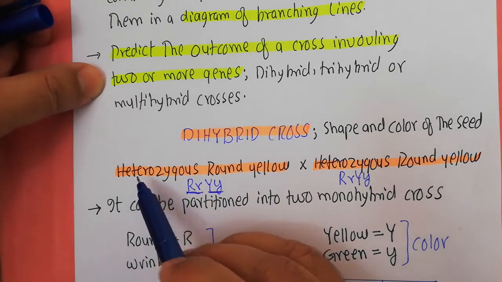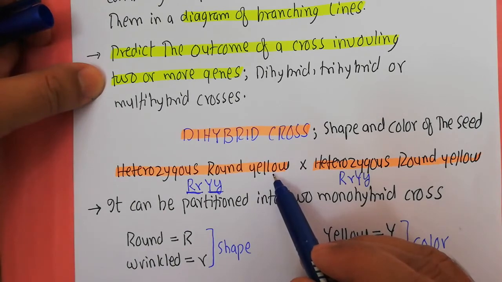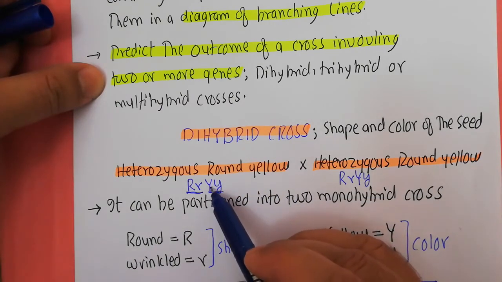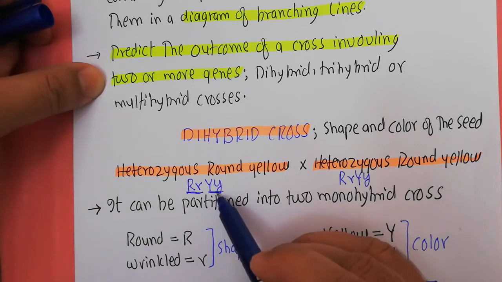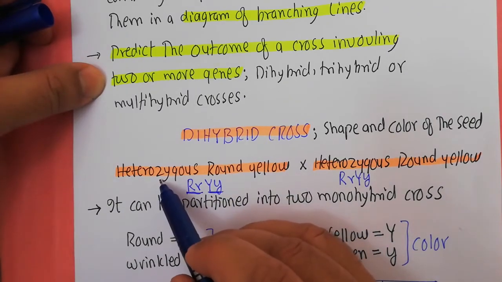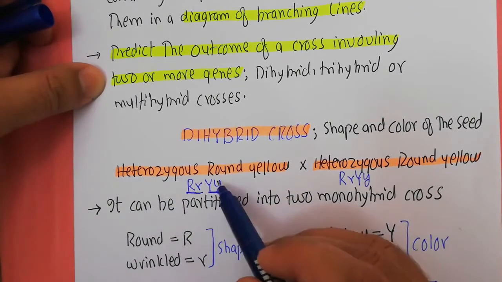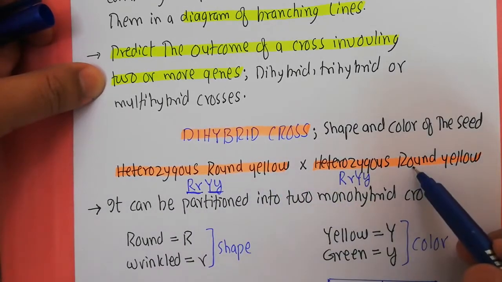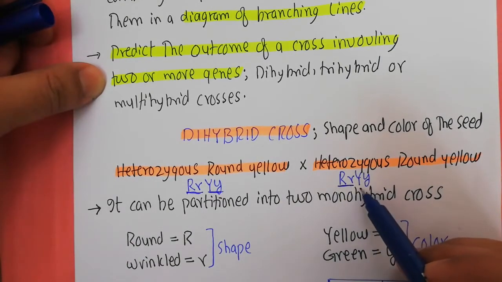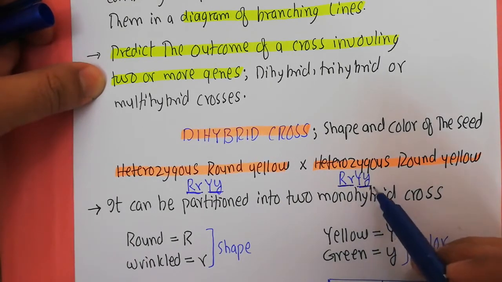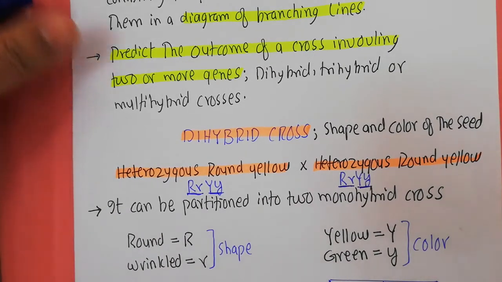Hetero means different. Similarly, when you talk about the color of the seed, one allele in this pair is the dominant allele, and the other member of this pair is the recessive allele. Therefore, you have one capital Y and one small y. That means that this pair is also in the heterozygous form. So this is what you mean by a heterozygous round yellow plant. The other parent, of course, is of the same nature: heterozygous for the shape of the seed, and heterozygous for the color of the seed in terms of its genotype.